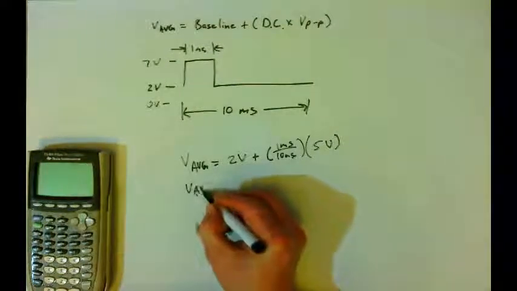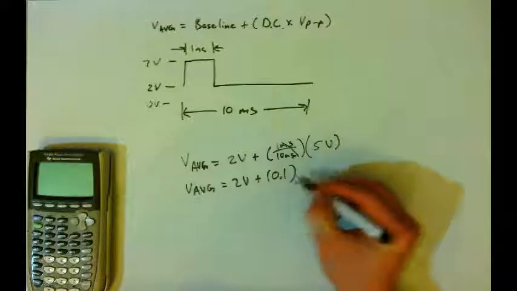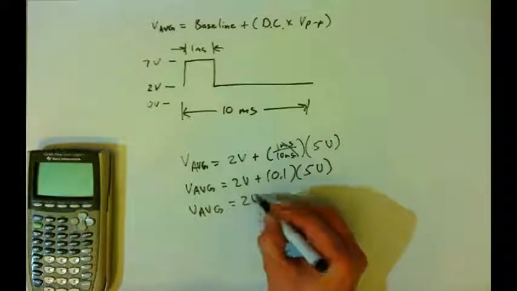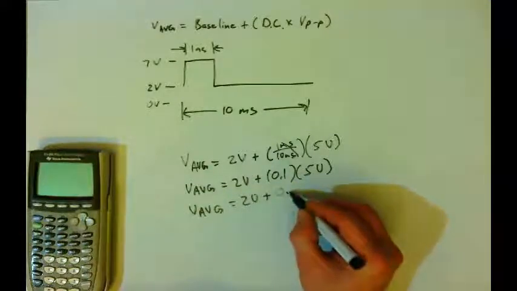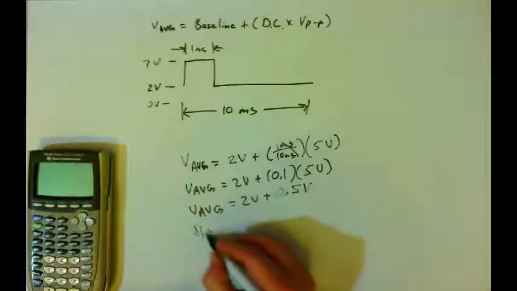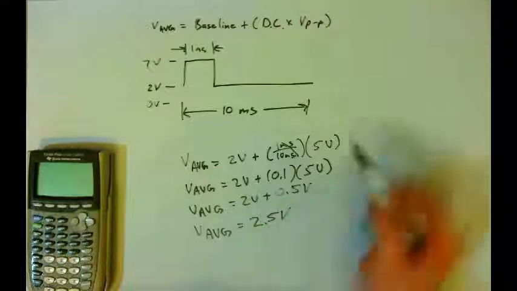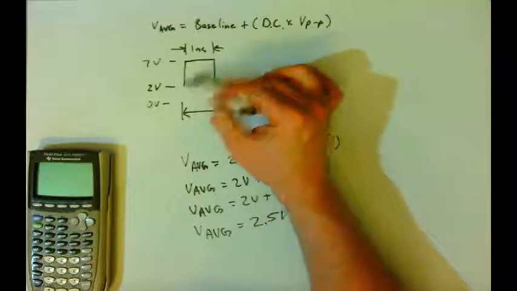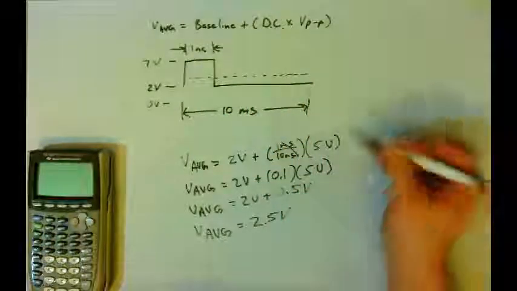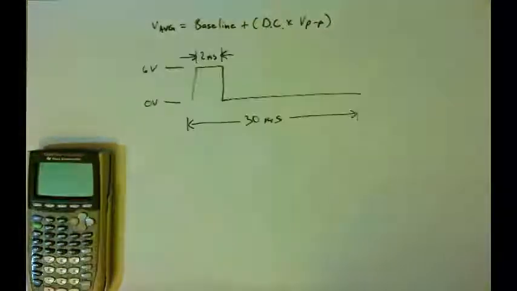And so the average voltage will be 2 volts plus 0.1. The milliseconds cancel, times 5 volts. And so the average voltage will be 2 volts plus 0.5 volts, which is 2.5 volts. And so again, if we could cut this rectangle up into little pieces and flatten it out so that it was as even as it could be, this value would be 2.5 volts, and that is the average value of the signal.